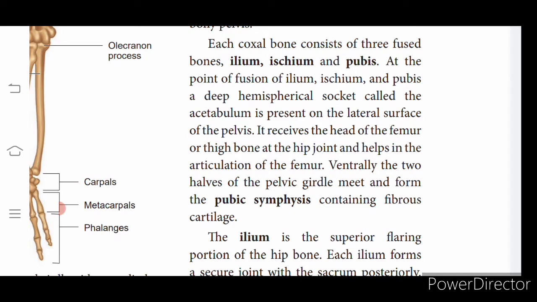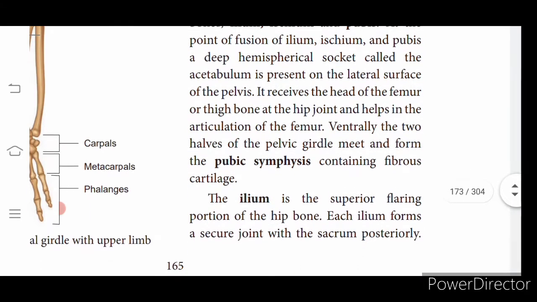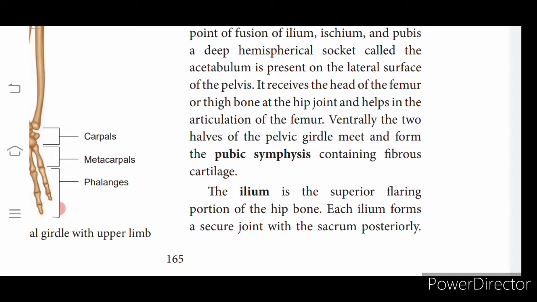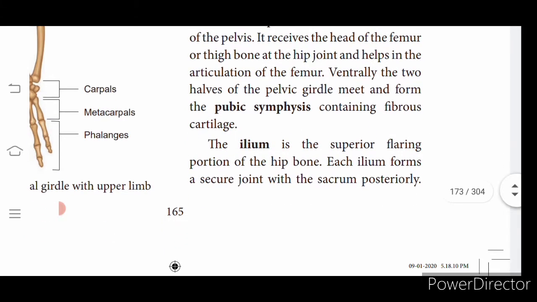At the point of fusion of ilium, ischium and pubis, a deep hemispherical socket is present. It is called the acetabulum. It is present on the lateral surface of the pelvis. Can you follow? The glenoid cavity is where your arm is fixed. Likewise, we have the cavity, the acetabulum, to which your leg is fixed. Follow? The structure similar to the humerus here is the femur.